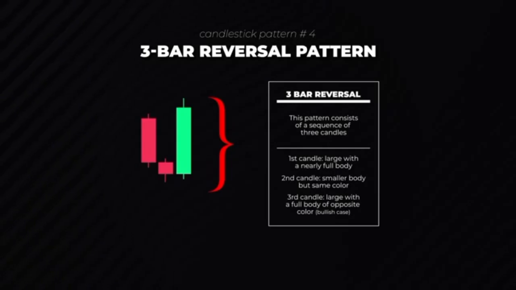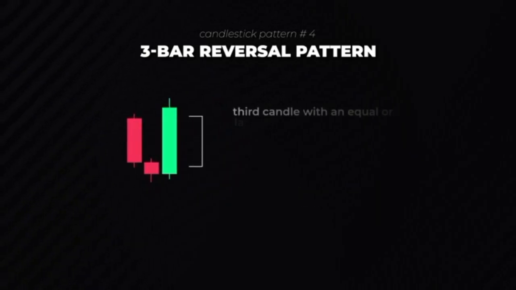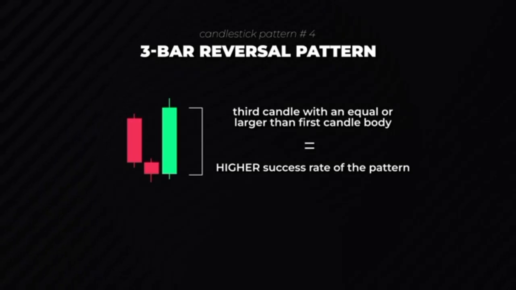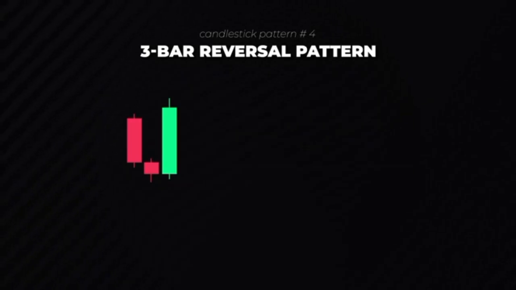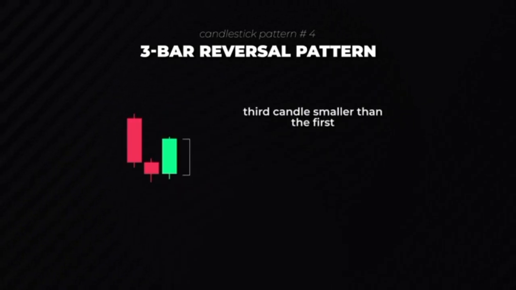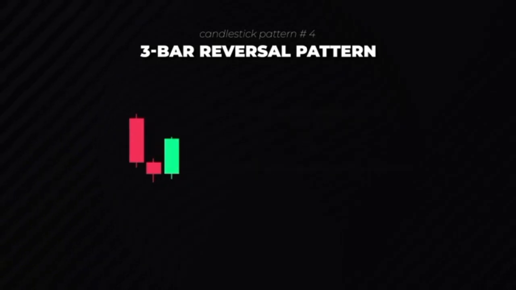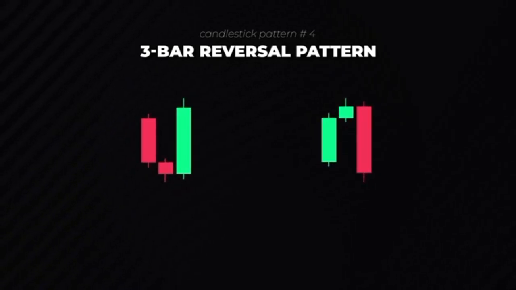The size of the third candle's body affects the success rate of this pattern. If the third candle's body is equal to or larger than the first candle, it suggests a higher success rate and is considered a strong entry signal. If the third candle is smaller than the first, this suggests a lower chance of success and is considered a weaker entry signal. There are 2 types of 3-bar reversal patterns.